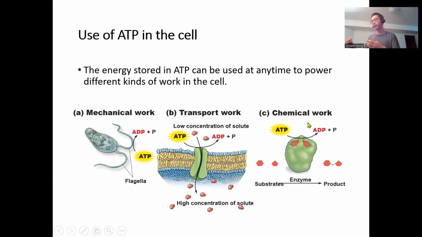And finally, we have chemical work. Right? So we already talked about how we need ATP to build molecules, right? If you take amino acids to make proteins, that requires energy in the form of ATP. And then there is the case of enzymes, right? I taught you enzymes a while back. Just want to see if you guys remember how does enzyme work? Enzyme works by lowering what?